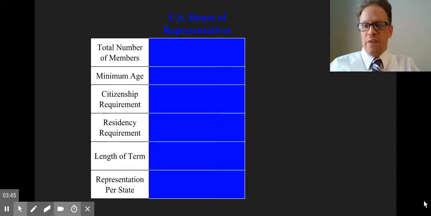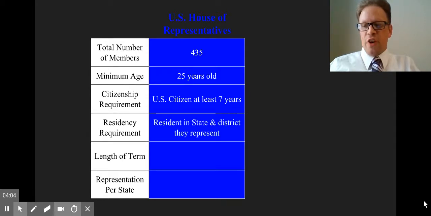Members of the House of Representatives and the Senate have varying sizes, terms, and constituencies, or people they serve, of service. The House of Representatives has a total of 435 members. The House members must be at least 25 years old, have been a U.S. citizen for at least 7 years, and be a resident of the state and the district that they actually represent. House members serve a 2-year term and represent their congressional districts, which are usually about 1 representative for every 710,000 people.